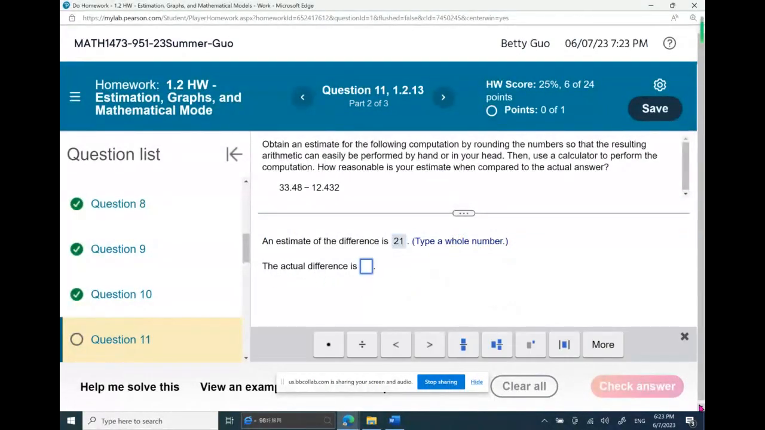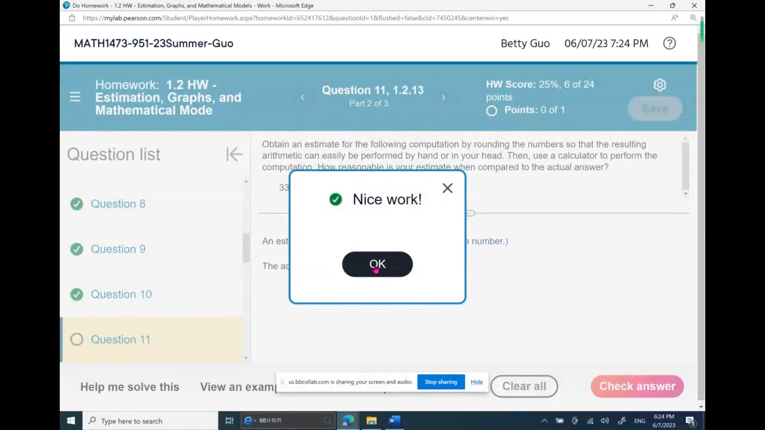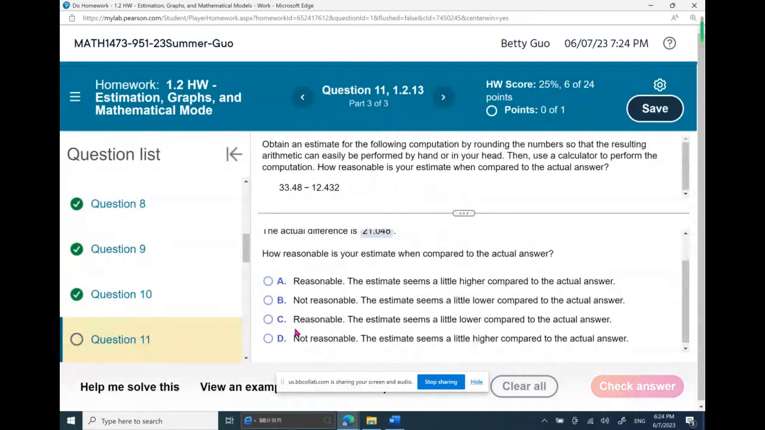The actual difference, let's see what's the actual difference. I'm using a calculator, 33.48 minus 12.432. The actual difference is 21.048. Our estimate is very reasonable. It is a little bit lower compared with the actual answer.